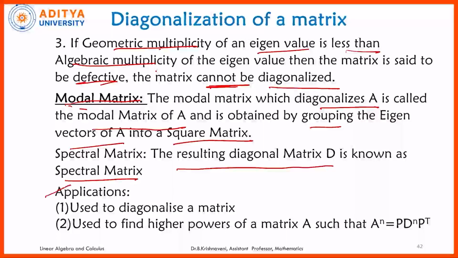Now, what are the applications of diagonalization of a matrix? First of all, we can use it to diagonalize a matrix. The second is that it is used to find higher powers of a matrix, such that A power n is equal to P D power n P inverse.